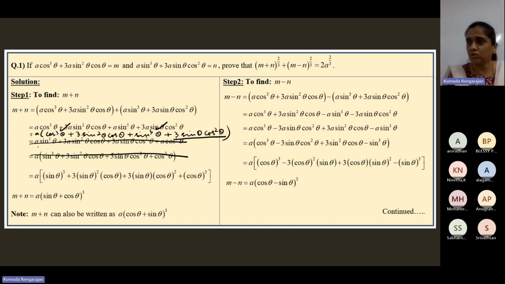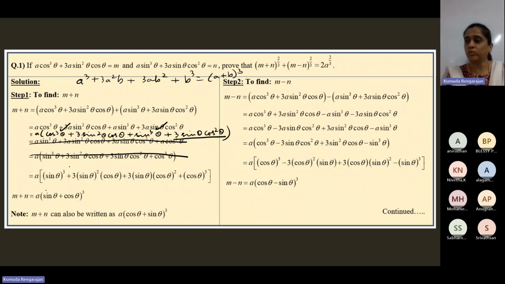So when you take out a common, that's the rule. Whenever all the terms involved have something in common, take out the common factors. So a is common, so we take out a. Now in the bracket, we have four terms. Of the four terms, two of them are perfect cubes. So we look at them as a cubed and b cubed. Then we look at the remaining two terms as 3 a square b and 3 a b square, because a cubed plus 3 a square b plus 3 a b square plus b cubed is equal to (a plus b) the whole cube. 9th standard. Right?